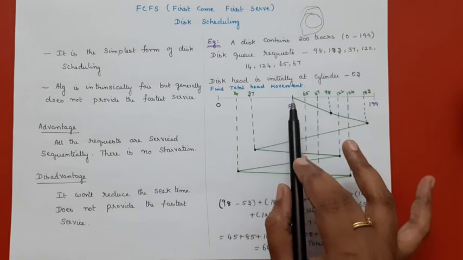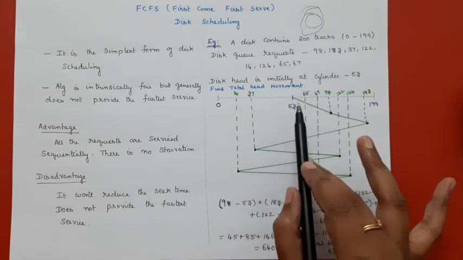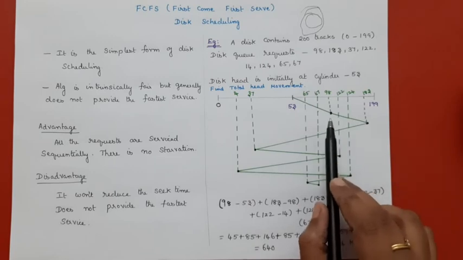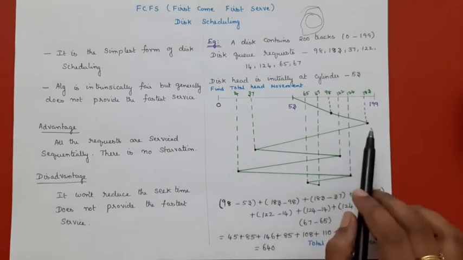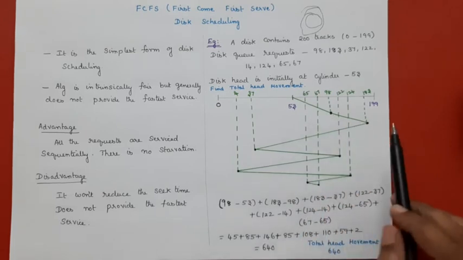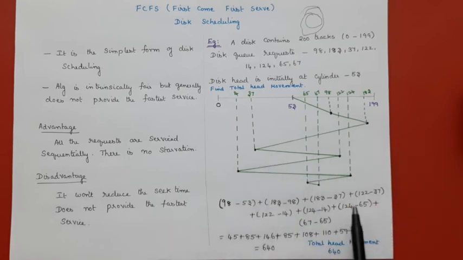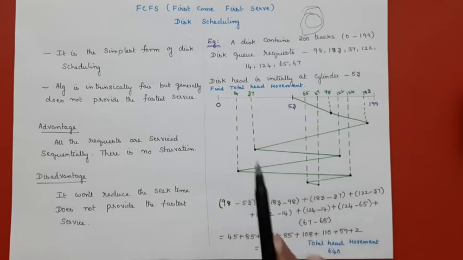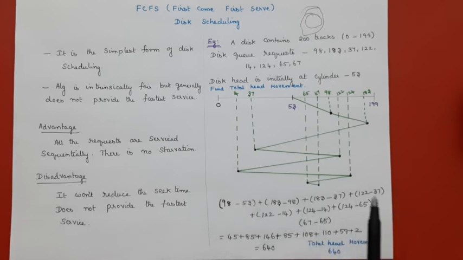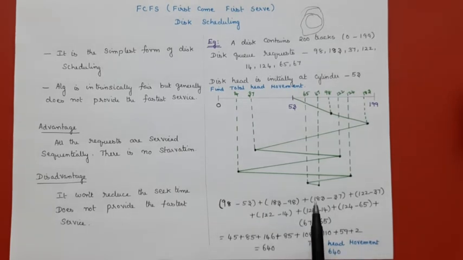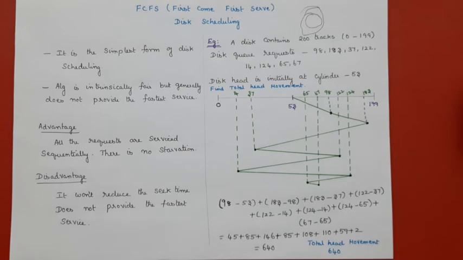This is where my head was initially and then I moved it to 98. So 98 minus 53 plus 183 minus 98 plus 183 minus 37 plus 122 minus 37 plus 122 minus 14 plus 124 minus 14 plus 124 minus 65 plus 67 minus 65. This is how I'm doing it. When I subtract everything and add it up, it is 640. So my total head movement is 640. This is your FCFS algorithm.